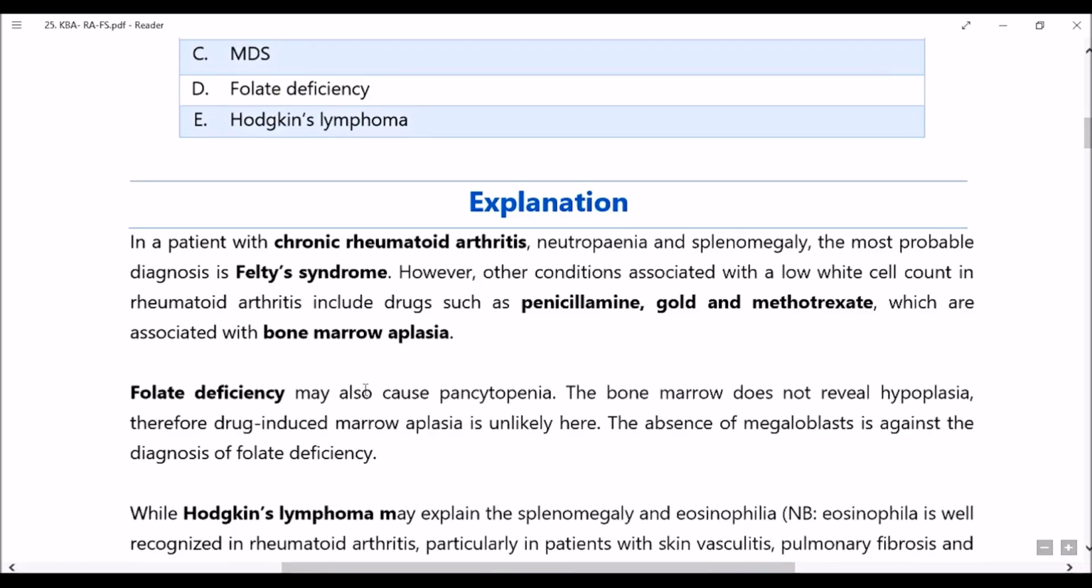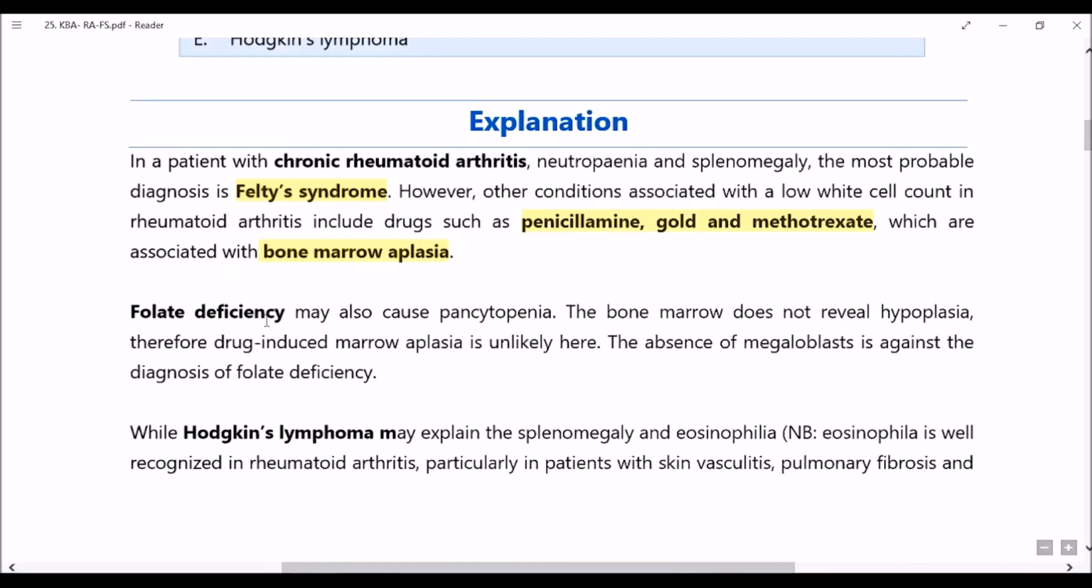Let's now talk about some of the explanations. In patients with chronic rheumatoid arthritis, neutropenia, and splenomegaly, the most probable diagnosis, of course, is Felty syndrome. However, for other conditions causing low WBC in rheumatoid arthritis, drugs like gold, penicillamine, and methotrexate are associated with bone marrow aplasia. Folate deficiency can cause pancytopenia. The bone marrow does not reveal hypoplasia, therefore drug-induced myelodysplasia is unlikely here. The absence of megaloblasts is again against the diagnosis of folate deficiency.